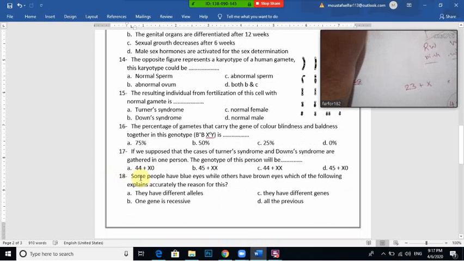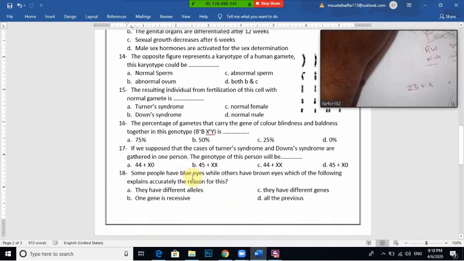18. Some people have blue eyes while others have brown eyes. Which of the following explains accurately the reason for this? Of course, the answer will be all of the previous, because they have different genes and they have different alleles, and also one gene is recessive, and the gene for blue eye color is recessive.